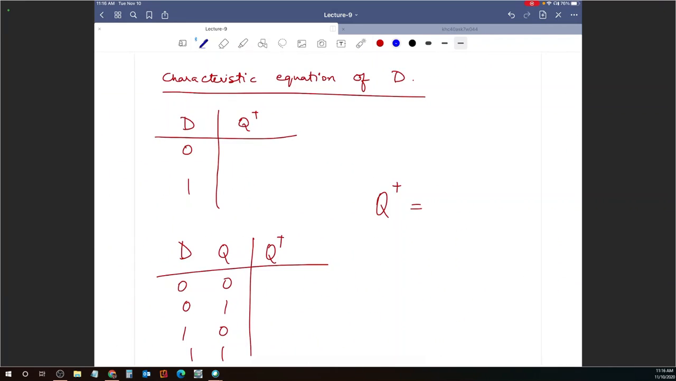We actually did this a little bit ago, the characteristic equation of D. Let us just do this again, just as a quick review. When D is 0 and 1, what is your Q plus? Can you guys walk me through this? 0 and 1. Perfect. Q plus equals D, right?